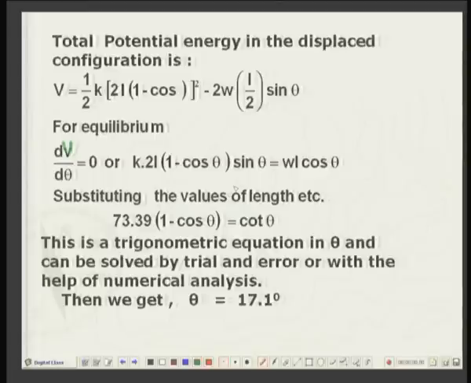This is a trigonometric equation which can be solved either by trial and error method, or graphically, or some numerical analysis techniques are available, and if you apply any of these methods, you will get theta is equal to 17.1 degrees. Okay? So it means just by calculating the total potential energy, and the interesting thing is this potential energy is a scalar quantity, you can add, subtract, do anything. And then that has to be obtained as a function of the degree of freedom, theta, and differentiate it, as simple as that. You will get the equilibrium configuration.